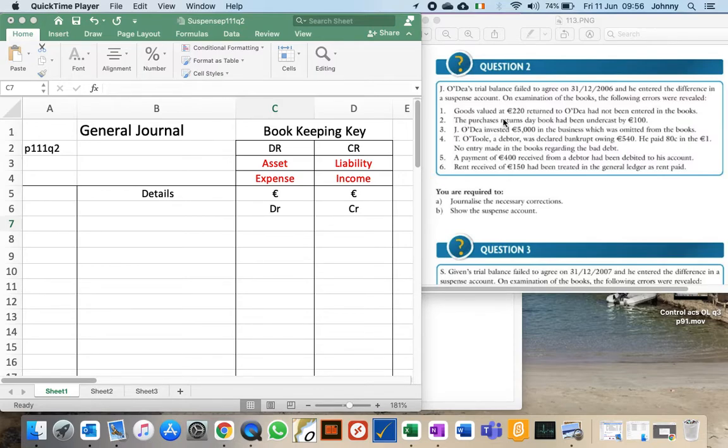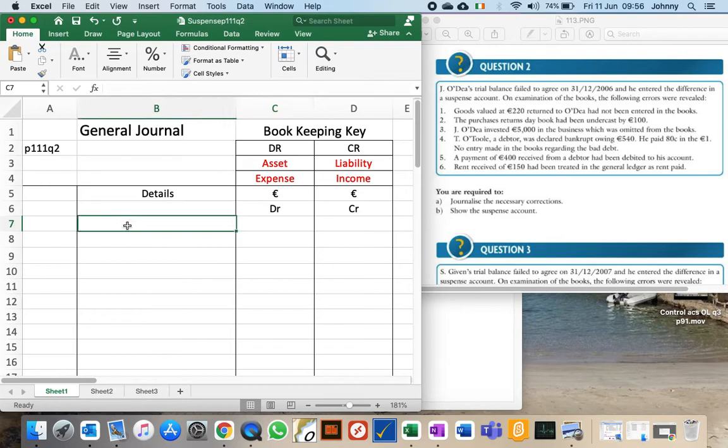So goods valued at 230 returned to JOD had not been entered in the books, so not put anywhere. That should be a straightforward one in that there's no correction. We just need to put in what we should have done when goods are returned. At the top of the question, JOD, I am JOD. So goods returned to me, they're goods I would have sold. So that's sales returns. Okay, so that's the first thing. And then the person who I sold the goods to owes me less money. Those people are called debtors.